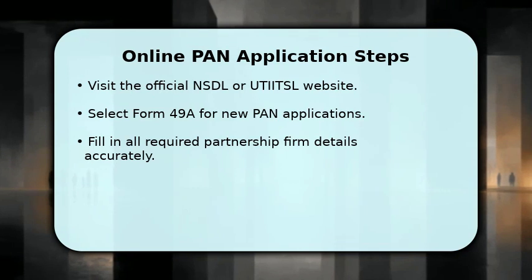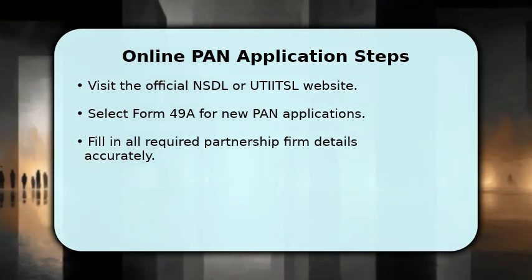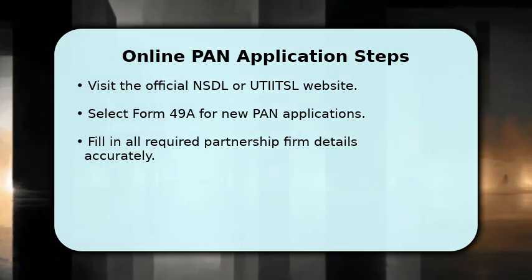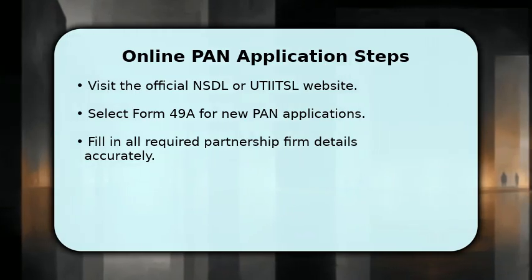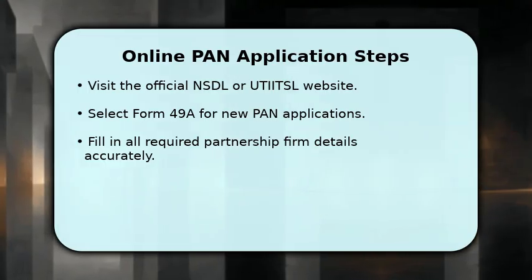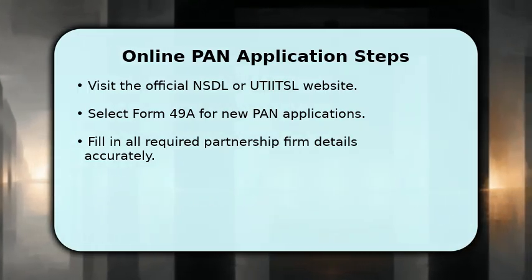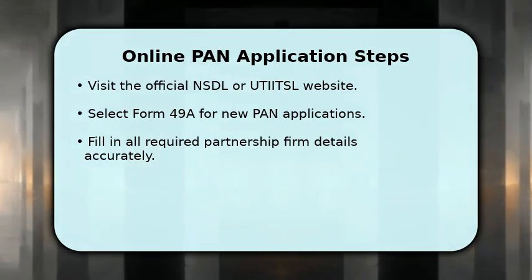For the online application, your first step is to visit the official NSDL or UDITSL website. Once there, you'll need to select Form 49A, which is specifically for new PAN applications. Carefully fill in all the required details about your partnership firm, ensuring accuracy in every field. Finally, upload scanned copies of all your supporting documents as specified on the portal.